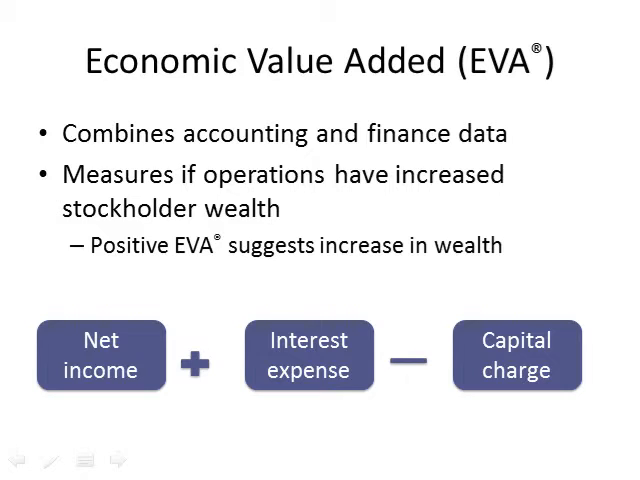A positive EVA amount suggests an increase in stockholders' wealth, and so the company's stock should remain attractive to investors. If EVA is negative, stockholders will probably be unhappy with the company and sell the stock, resulting in a decrease in the stock's price. Different companies tailor the EVA calculation to meet their own needs.